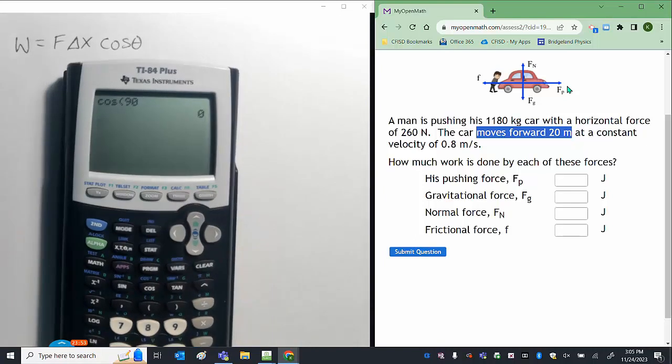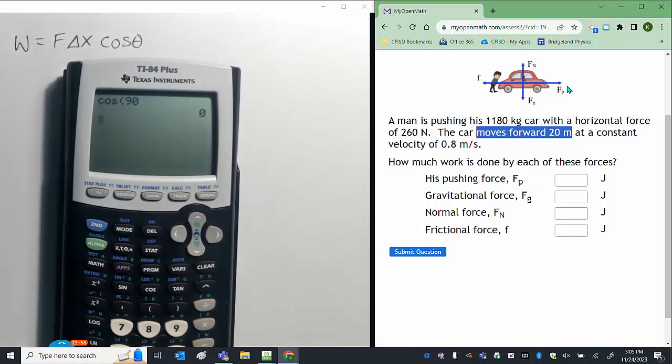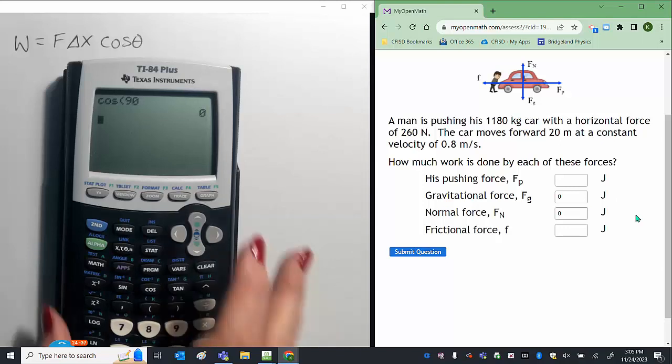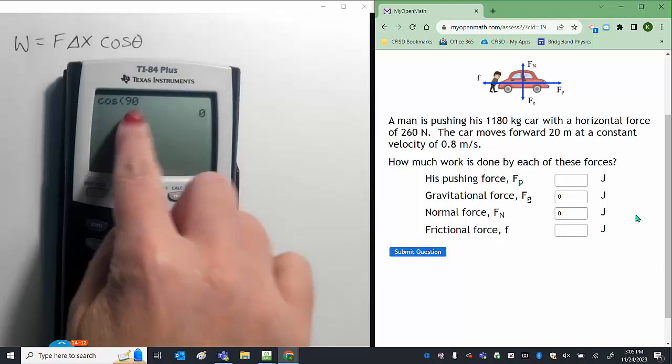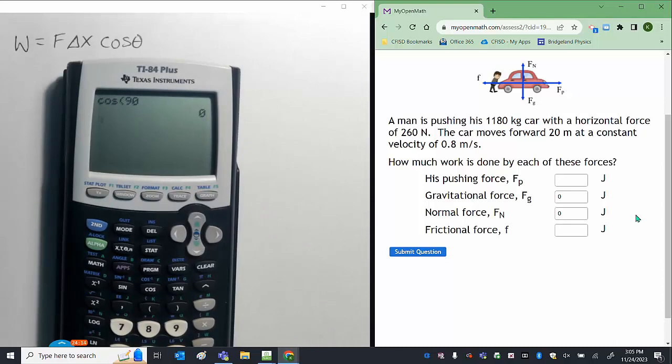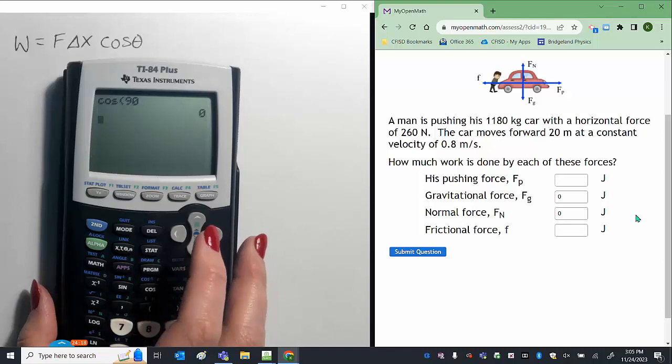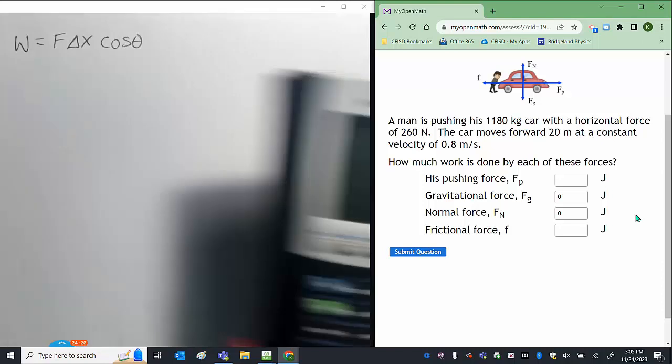So again, if you have a force that is perpendicular to the direction of the displacement, those forces do no work. There is 0 joules of work done by the normal force. There are also 0 joules of work done by the gravitational force, because both of those two forces are perpendicular. They are 90 degrees from the direction of the displacement. Okay, and so if they are 90 degrees from that direction of displacement, there is no work being done by either of them.